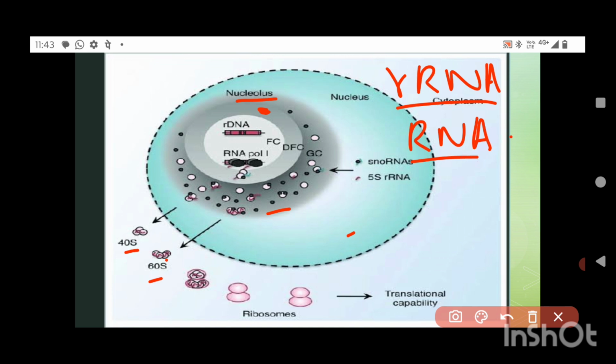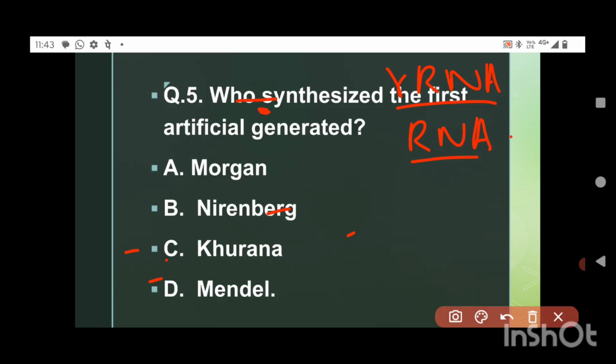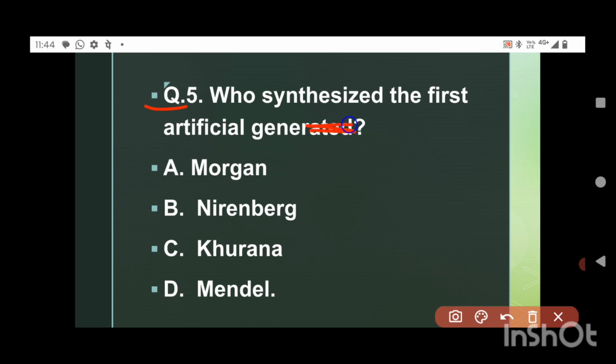Okay, now we are going to our next question. Question number 5: who synthesized the first artificial gene? The options are given as A, Morgan, B, Nirenberg, C, Khurana, and D, Mendel. And the correct answer is option C, Khurana, or Hargobind Khurana.